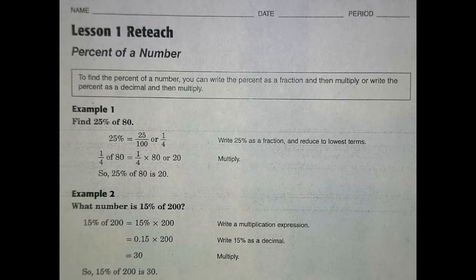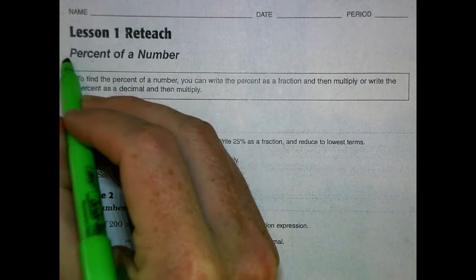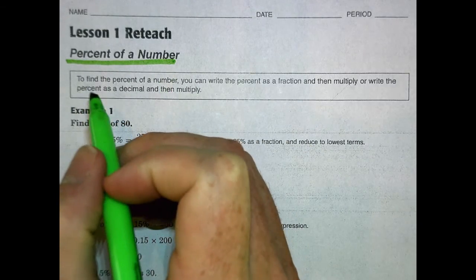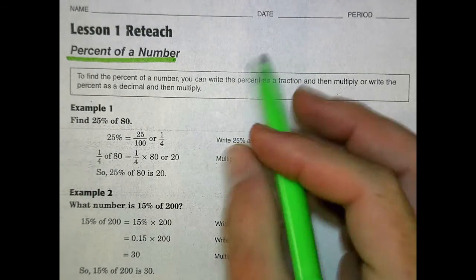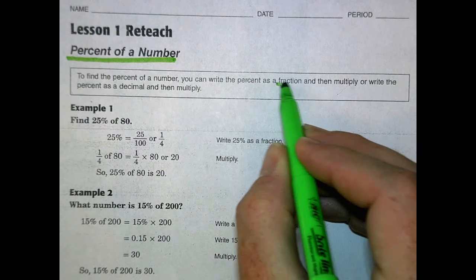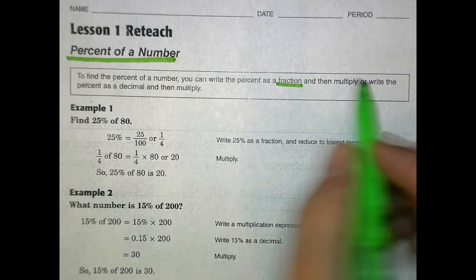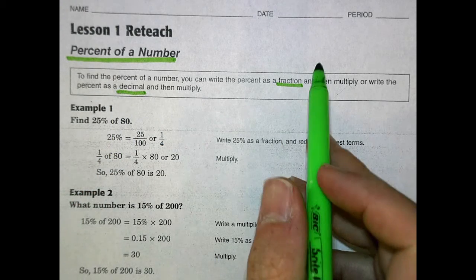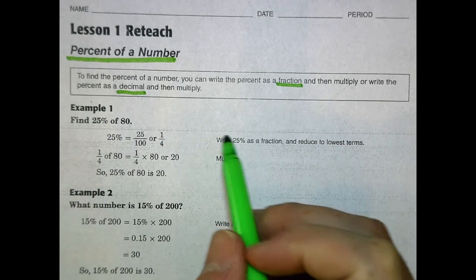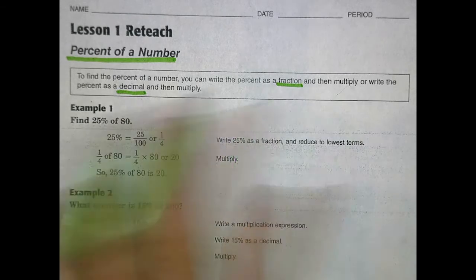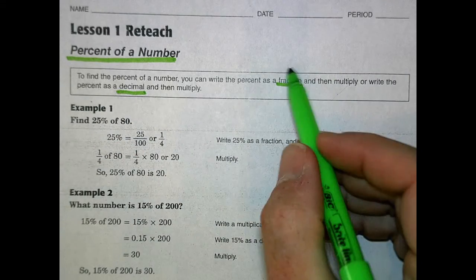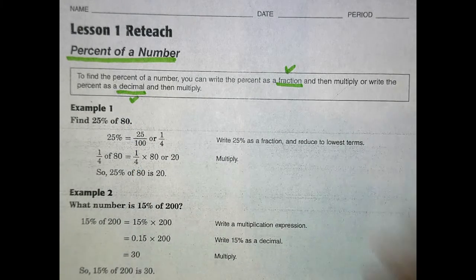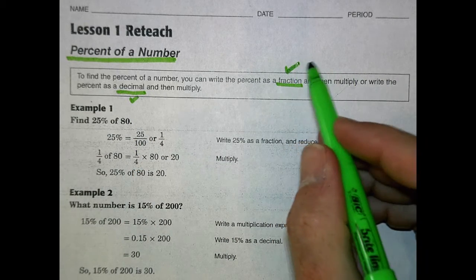All right, today's lesson is on finding the percent of a number. And as the directions in the box here say, there really are two ways of going about this. You can write the percent as a fraction and then multiply, or you can write the percent as a decimal and then multiply. So it kind of depends on what the problem is and how easy it is to work with. But you want to make sure you're comfortable working with both fractions and decimals both ways. Sometimes it really is easier just to keep it in the form of a fraction.